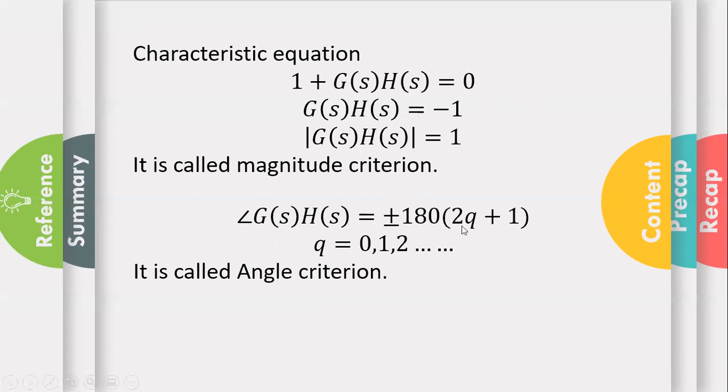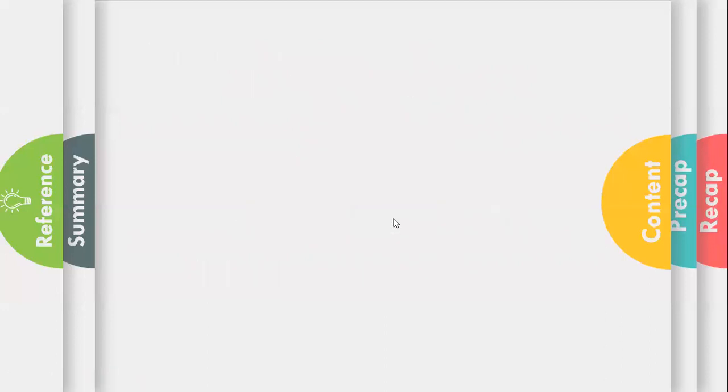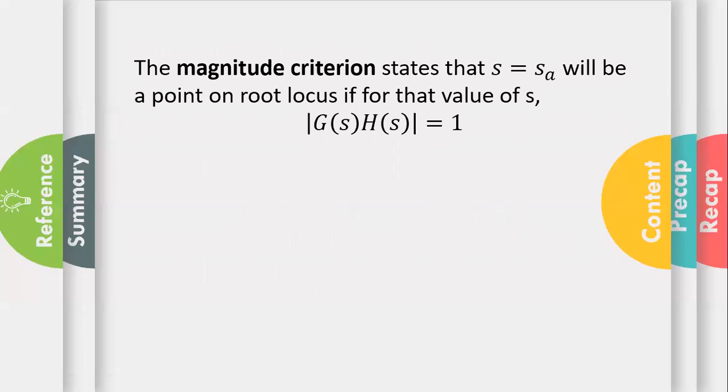So how to get an odd multiple? Use 2q plus 1, where q varies 0, 1, 2, 3 and so on. If q is equal to 0, I get 180. If q is 1, 2 into 1 plus 1 is 3. If q is equal to 2, 4 plus 1 is 5. So I get only the odd multiples. Odd multiples means it will be on the negative axis. This is called the angle criteria. It indicates that the angle of g of s into h of s should be equal to an odd multiple of 180 degrees.